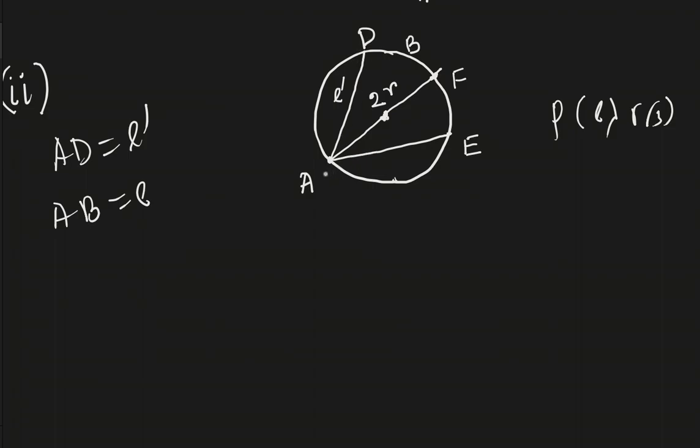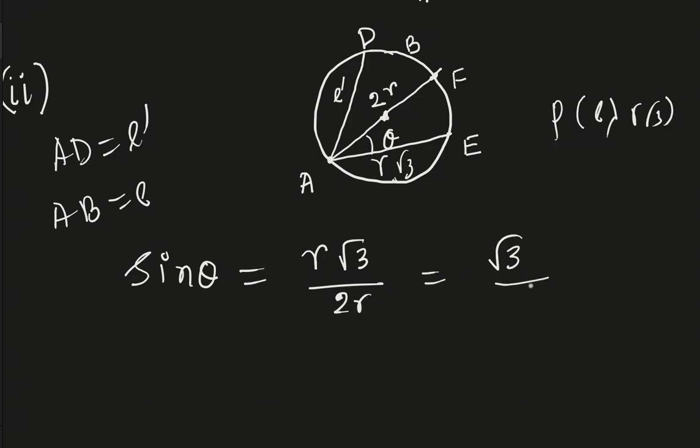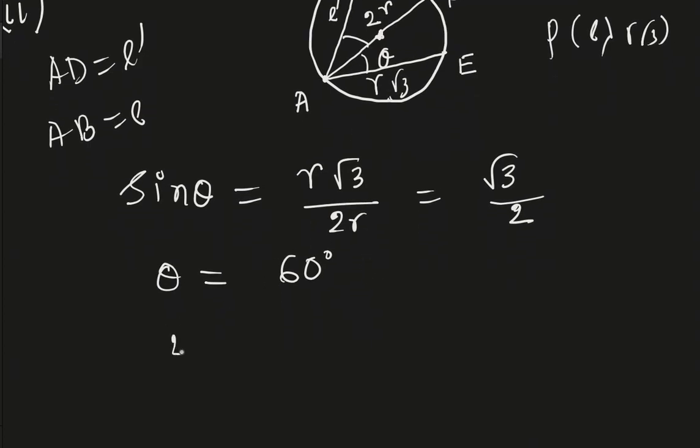So if we consider the length of AE as R root 3, we can easily calculate the angle. What is the angle? If we suppose it is theta, then sine theta is equal to R root 3 by 2R, which is root 3 by 2. That means theta is equal to 60 degrees. Now what is the total angle? From symmetry, this angle is also 60 degrees, so the total angle is 120 degrees. So 2 theta is 120 degrees. That is the angle of that arc.